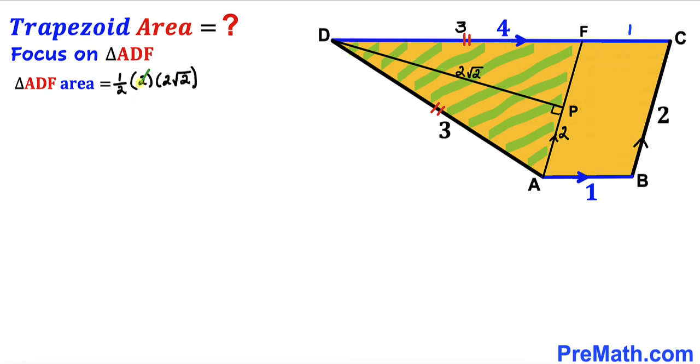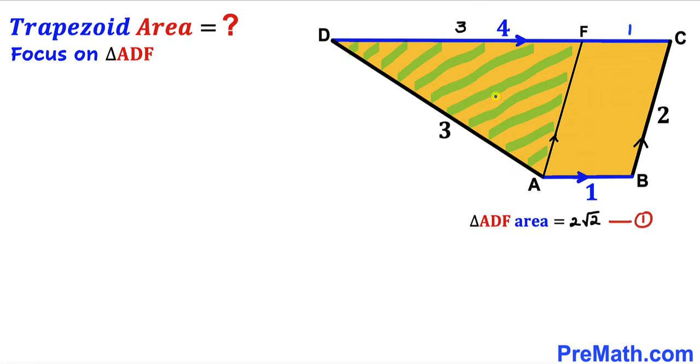And here we can see 2 and 1 divided by 2 cancel each other out. So therefore, if we simplify the right hand side, the area of this triangle is going to be 2 times square root of 2 square units. So the area of this triangle ADF turns out to be 2 times square root of 2. And I'm going to label this one as our equation number 1.